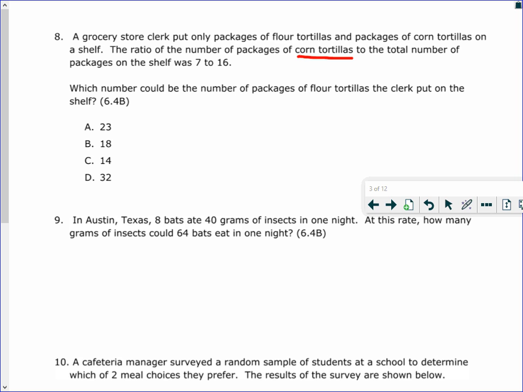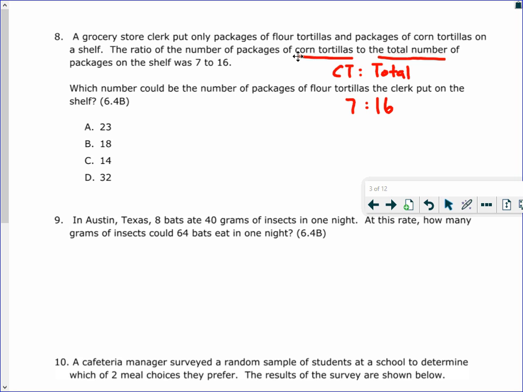to total is what they give us, 7 to 16. So that's 7 to 16. Which number could be the number of packages of flour tortillas the clerk put on the shelf? So we're not looking for corn tortillas, we're actually looking for flour. So we're going to need to subtract 16 minus 7 to figure out how many of those 16 packages were flour. So 16 minus 7 is 9.